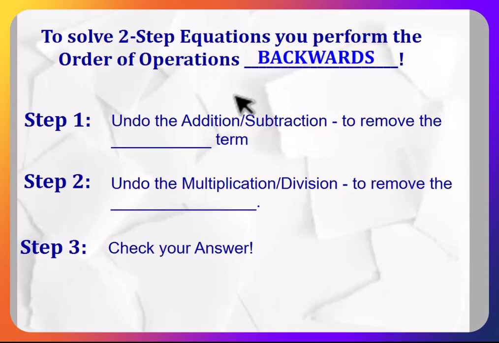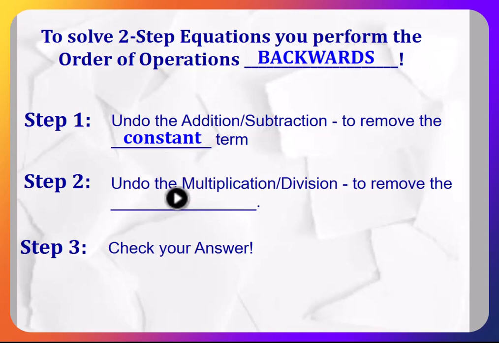Normally, PEMDAS tells you to do the addition and subtraction step last. Well, that's going to be the first step that you do. So step 1, undo the addition or subtraction to remove the constant term. Remember, the constant is just a number, a number that's being added or subtracted in your equation. We're going to undo that step first.